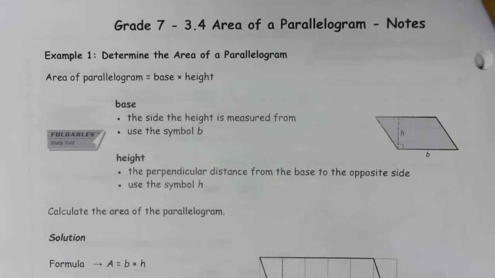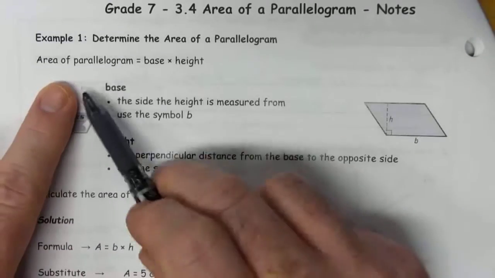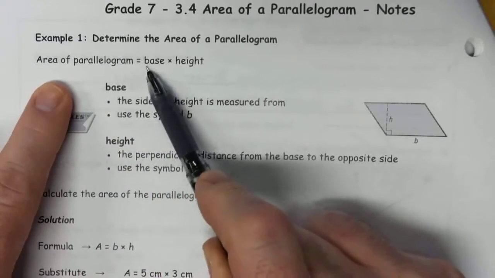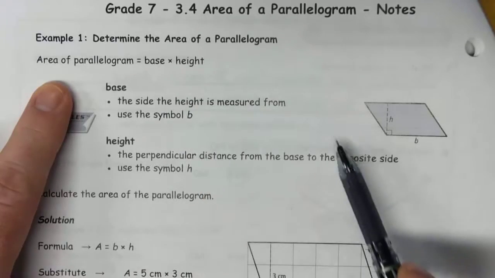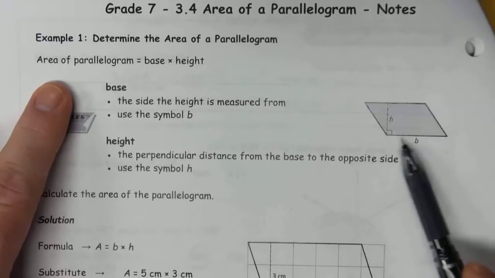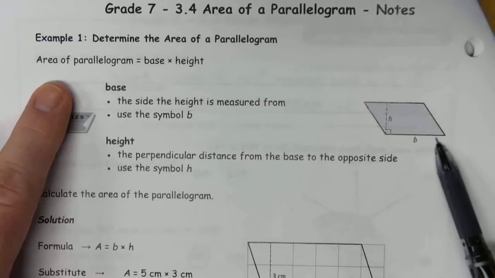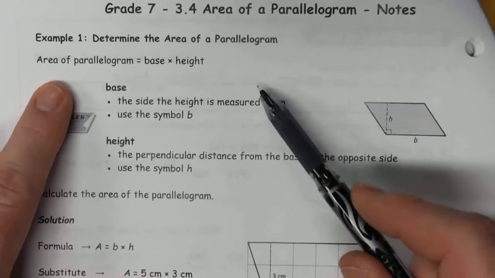Alright, for section 3.4 grade 7s, we're going to deal with the area of a parallelogram. And so we're going to determine the area of a parallelogram, and we have a formula to do that. And that formula is that the area of a parallelogram is equal to its base, which, if this is your parallelogram, the base is the length of your flat side, times your height.